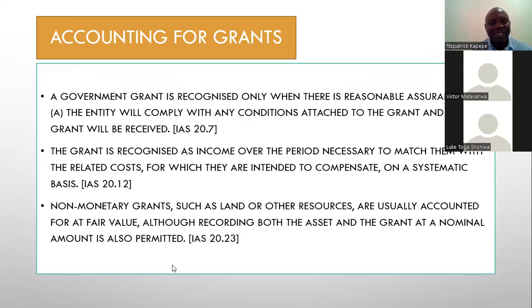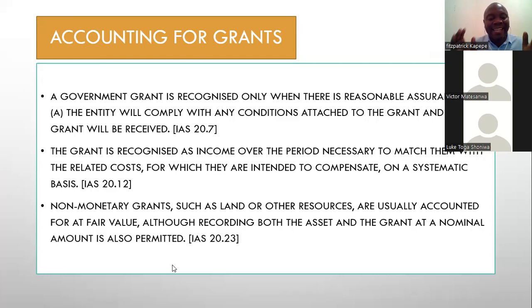Now hear this. Those who were crafting this standard, it's like they lived in Africa and understand politicians so well. Hear what the standard says. A government grant is recognized only when there's reasonable assurance that A, the entity will comply with any conditions attached to the grant. First, the recipient, the organization receiving this grant, shall comply with any conditions. So even those that give grants to governments, this is why at some point they withdraw the grants when they realize that the government is not complying to set and agreed conditions.